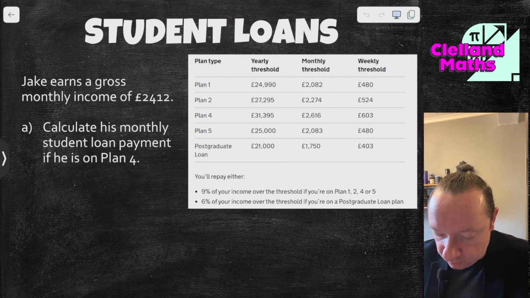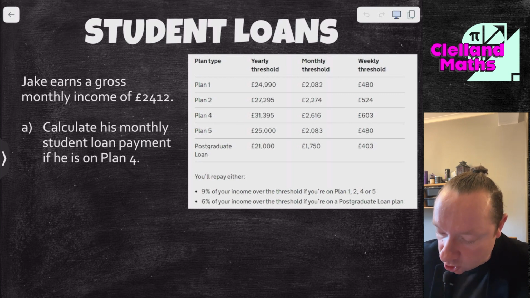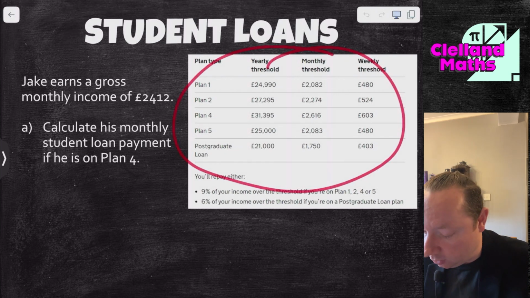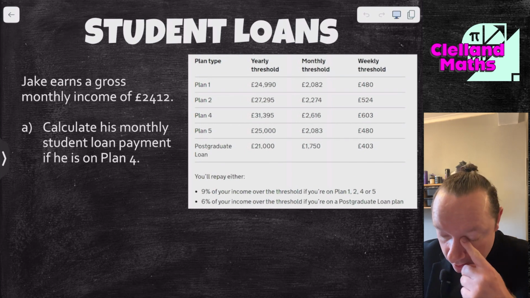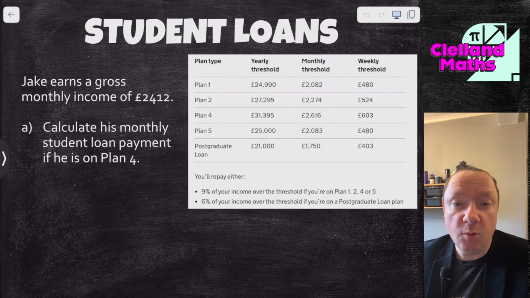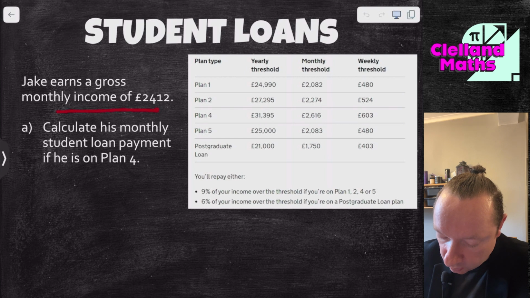Jake earns a gross monthly income of 2,412. Calculate his monthly student loan payment if he's on plan 4. So this is a student loan schedule that I've just taken off the government website, and basically, you can be on different plans, and depending on how much you're earning depends on how much you pay back and what plan you're on. So basically, it's about reading a table and working a percentage out is essentially what the idea is for this.